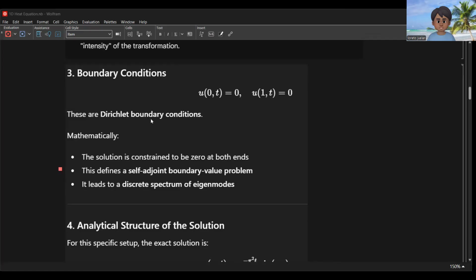So these are the Dirichlet boundary conditions. So mathematically, the solution is constrained to be 0 at both ends. So this defines a self-adjoint boundary value problem. It leads to a discrete spectrum of eigenmodes.